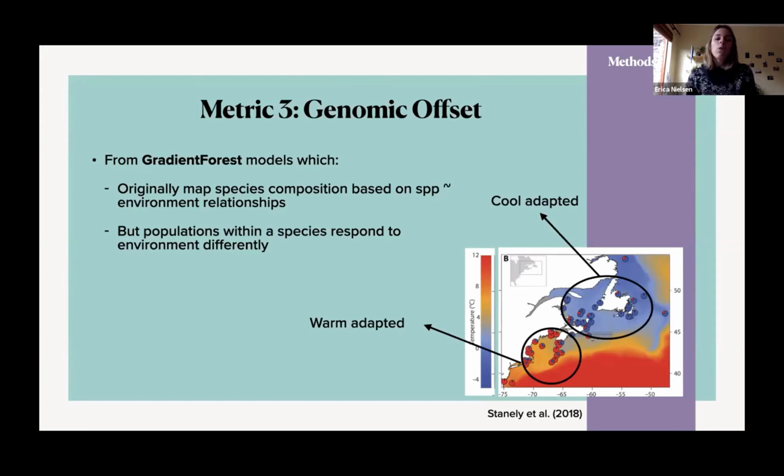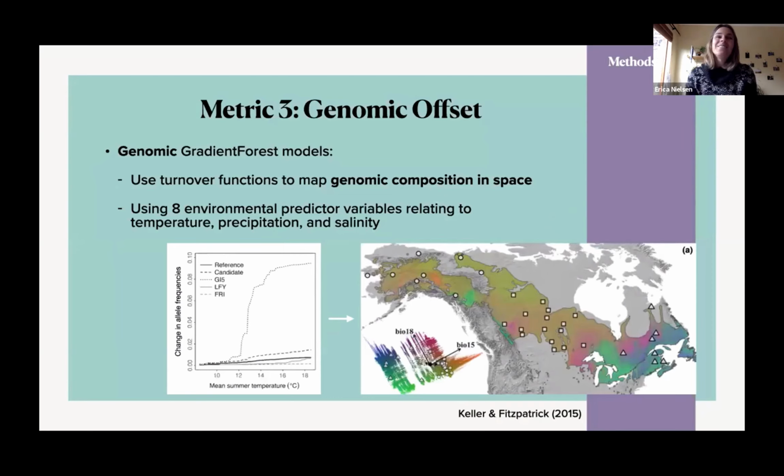So ideally, we would run these models at a population level to best understand how a species responds to environment. So that's basically what we did here. We used these gradient forest models to map not species composition in space, but genomic composition in space, using 8 environmental predictor variables. What we see on the bottom here is an example from Keller and Fitzpatrick, 2015. These models use turnover functions, which is shown in the plot on the left, looking at how much the SNP frequency changes over an environmental change.